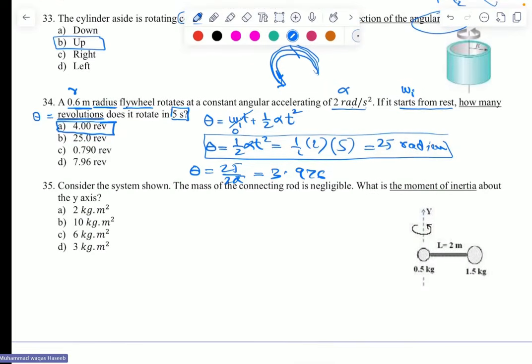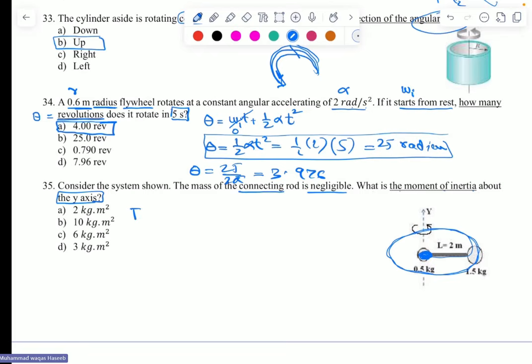Question number 35. Consider the system as shown. The mass of the connecting rod is negligible. What is the moment of inertia about the y-axis? So the object is rotating like this. This is the center of the motion.